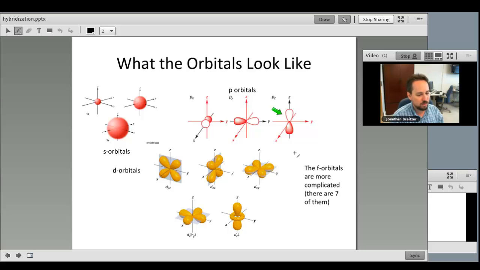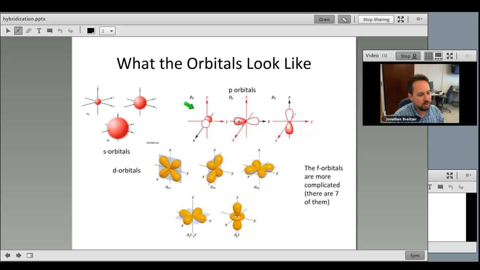Your d orbitals are down here below. You won't be expected to memorize the shapes of these orbitals, but just know that there's 5 of them, and they have a little bit more complicated shapes. And the f orbitals, there's 7 of them, and they're even more complicated still. Their shapes are so complicated that even inorganic chemists don't worry about them. But the ones that we'll be focusing on are the s orbitals and the p orbitals. Those are the ones whose shapes are important.